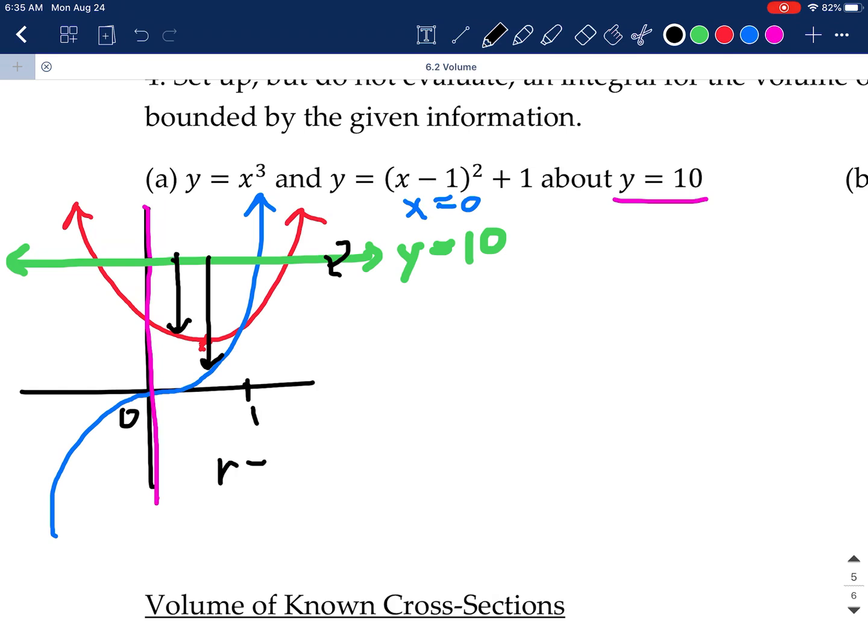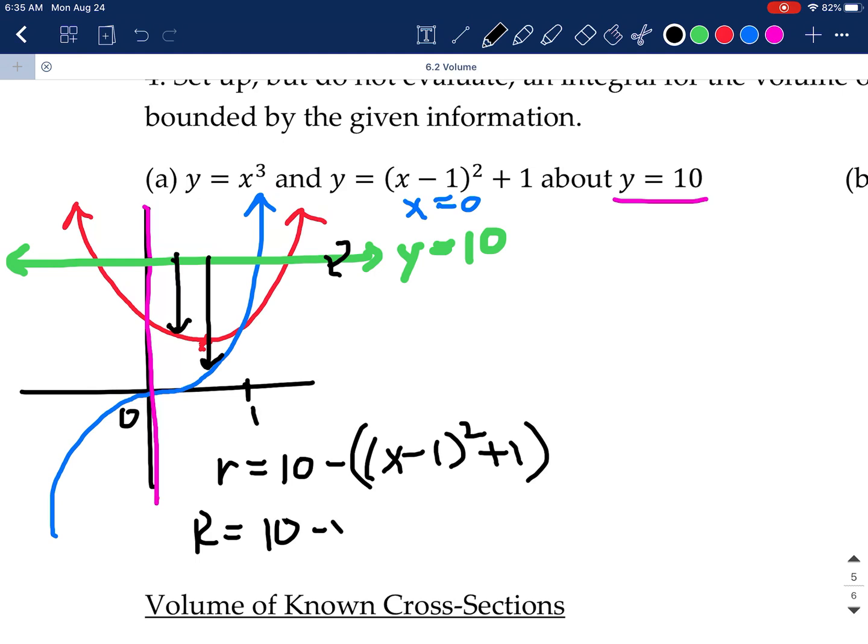So it looks like little r is going to be 10 minus (x minus 1) squared plus 1. And then capital R is going to be 10 minus x cubed. So now we're measuring from y equals 10. So 10 is kind of our top curve. So we're still doing a top minus bottom expression for r here. And then we just need to figure out our volume expression.